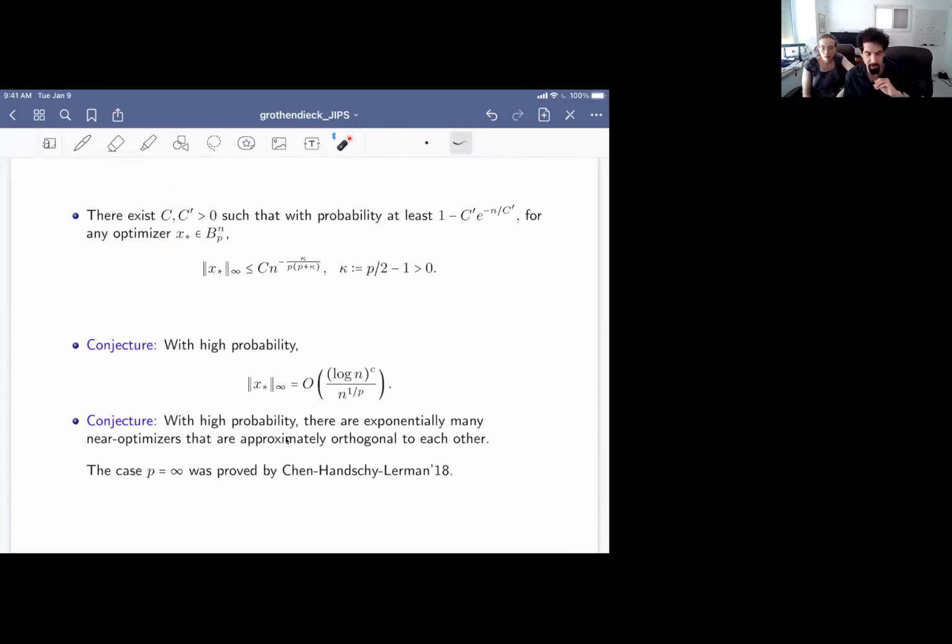When you say fully delocalized, what do you mean? What I mean is that it behaves like a constant vector up to polylog n correction. If you have a constant vector which has a unit LP norm, then each entry will be 1 over n to the power 1 over p. By fully delocalized, I mean that up to some polylog n, this x star behaves like that.